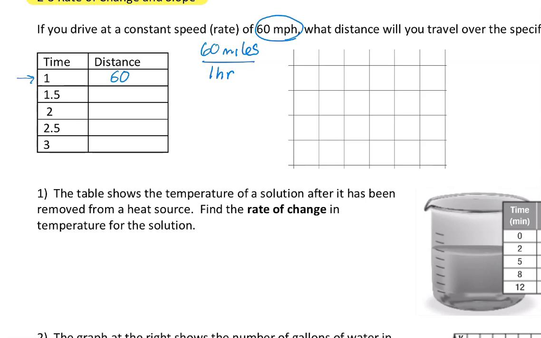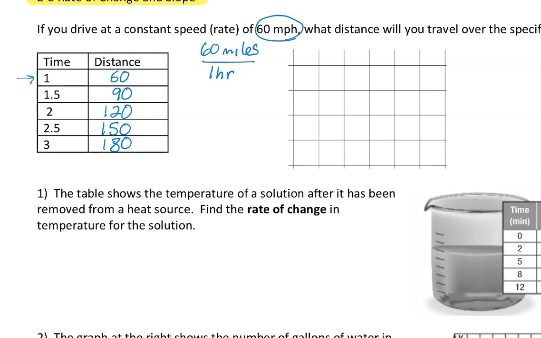After 1.5 hours, you will have traveled 60 miles plus half of 60, so 90 miles. After 2 hours, you will have traveled 120 miles. 2.5 hours, that's 150. And 3 hours going 60 miles per hour is 180 miles. So that's our speed or our rate, our total distances that we have. And we can graph this.